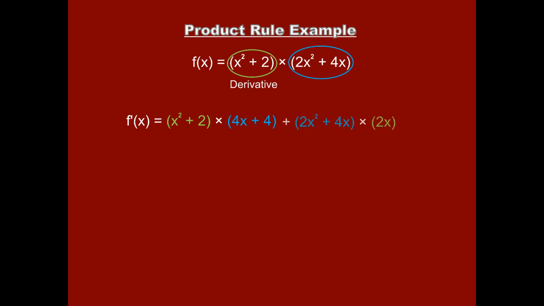Finally, add the two products together to get f prime equaling the quantity x squared plus 2 times the quantity 4x plus 4, plus the quantity 2x squared plus 4x times the quantity 2x. We could simplify this down by using the FOIL technique, but I will leave it for now.